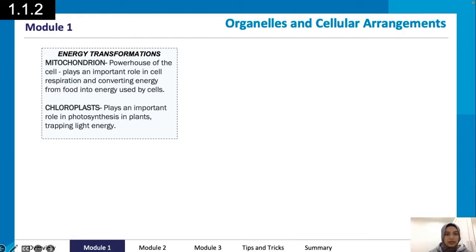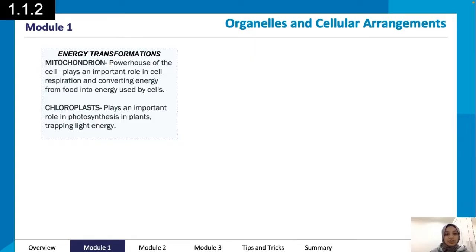Okay, moving on now to organelles and their cellular arrangements. So we have some things that we need to identify here. So this is again a little bit of a summary of what we went through in the last slide, but in a new format. So we'll go through some more examples of it to hopefully allow you to get an idea of what I'm talking about here.